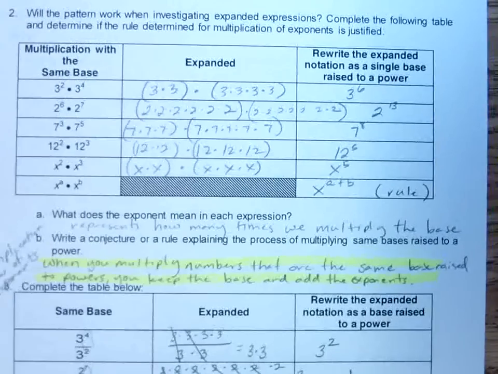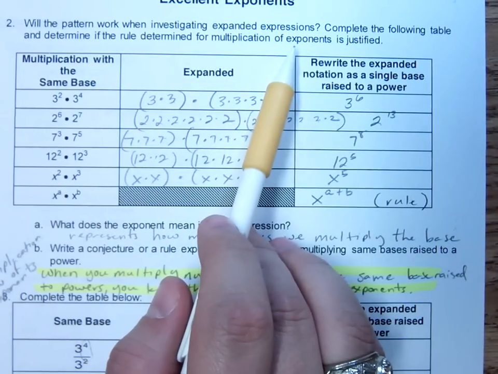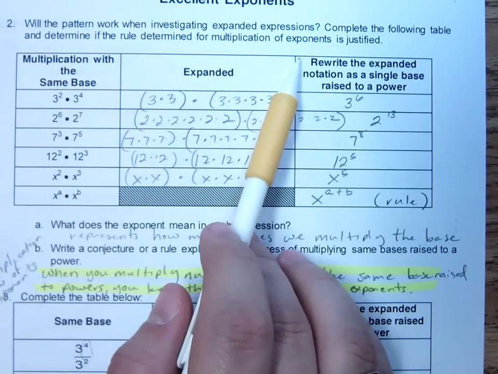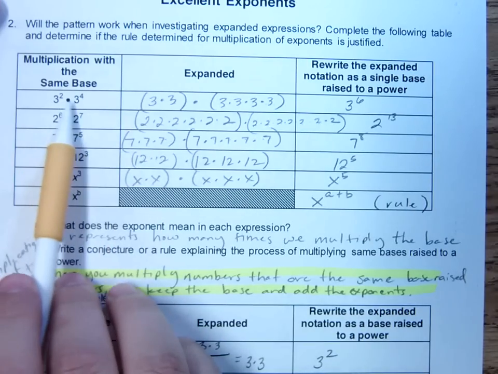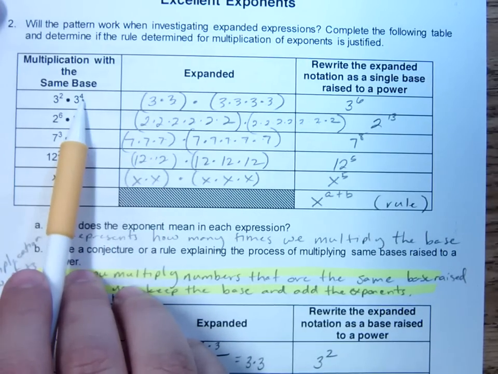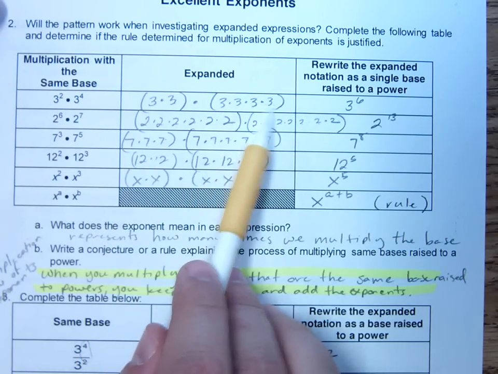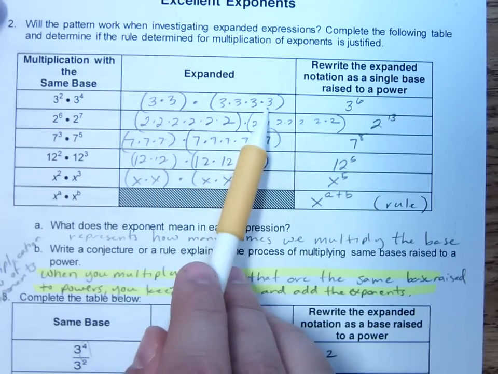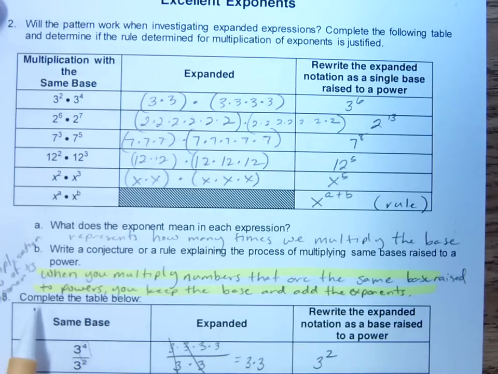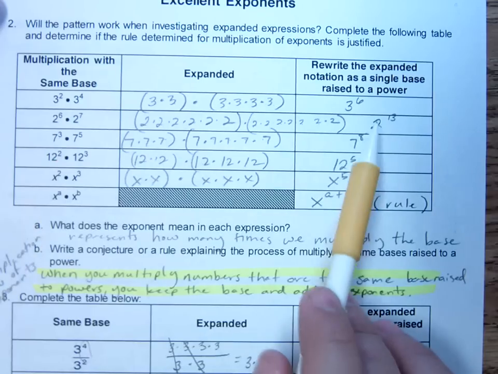We're working on creating a rule here. Will the pattern work if we're investigating expanded expressions? Complete the following table to determine if the rule determined for multiplication of exponents is justified. What we're trying to figure out is if we add the exponents, is it always going to work out? Let's see. 3 to the 2nd power times 3 to the 4th power: 2 plus 4 should be 6. Let's expand it. 3 times 3, that's squared, times 3 times 3 times 3 times 3, that's to the 4th power. How many 3's are being multiplied here? 1, 2, 3, 4, 5, 6, which is the same thing as 3 to the 6th power. What about 2 to the 6th times 2 to the 7th? If we just add these exponents, it should be 2 to the 13th power.